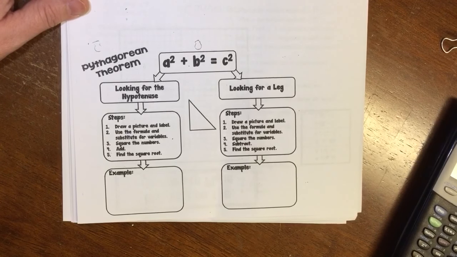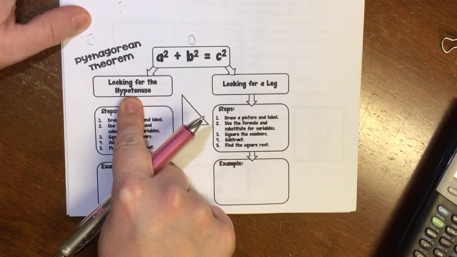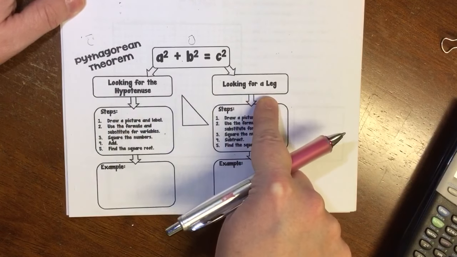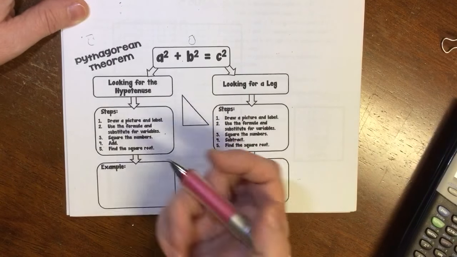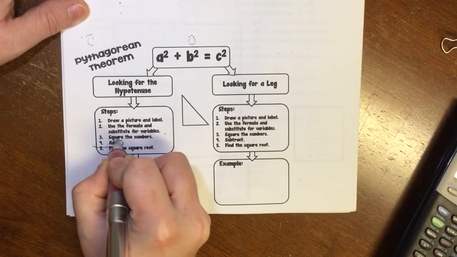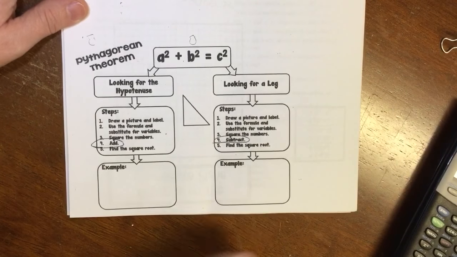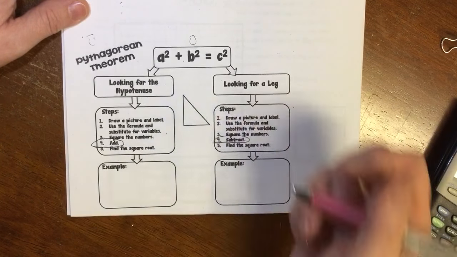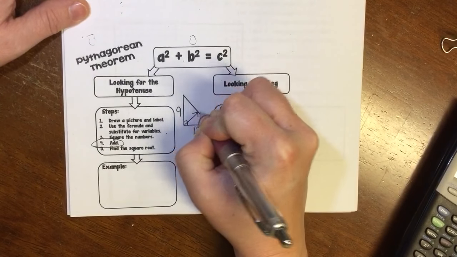All right, so here's some more concepts with Pythagorean theorem. Okay, and this is going to break it down for looking for the hypotenuse or looking for the leg. And these are the steps. And the only thing that's different is when we look for the hypotenuse, we add, and when we look for the leg, we subtract.